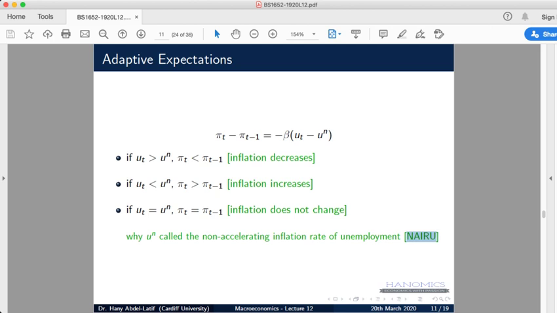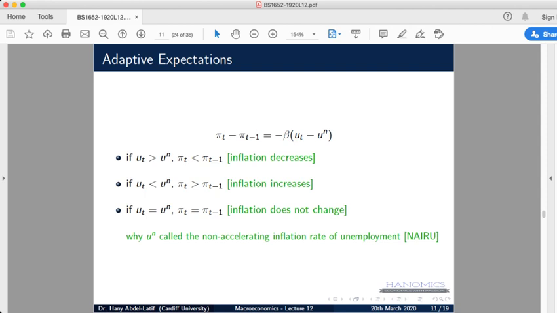When you look at this, if we are at the full employment output level, that means cyclical unemployment equals zero, so the actual unemployment rate will equal the natural rate of unemployment, and in that case the inflation in time t will equal the inflation rate in time t minus one. So inflation will not change when we are at the natural rate of unemployment.